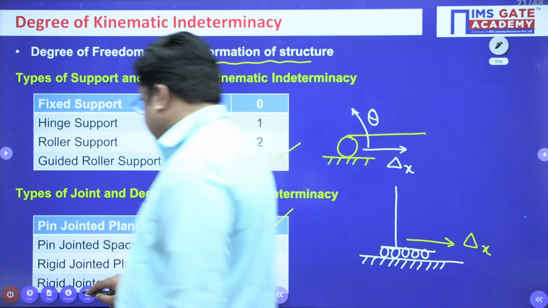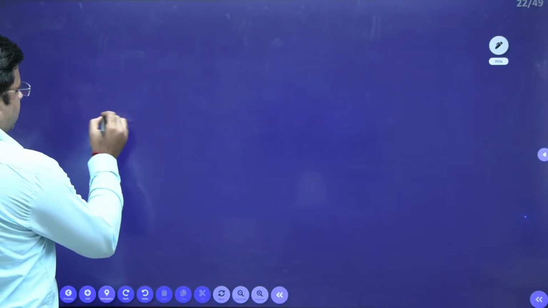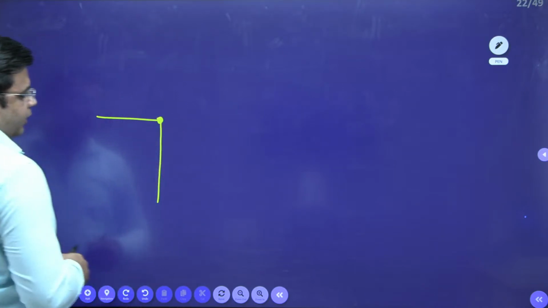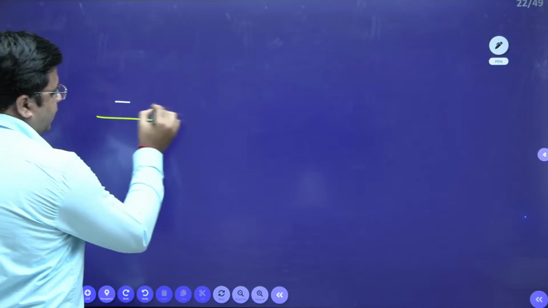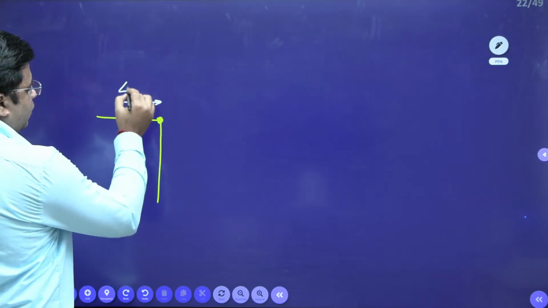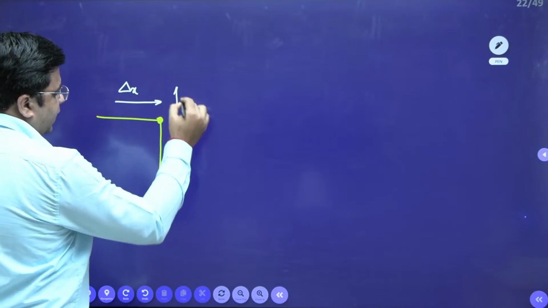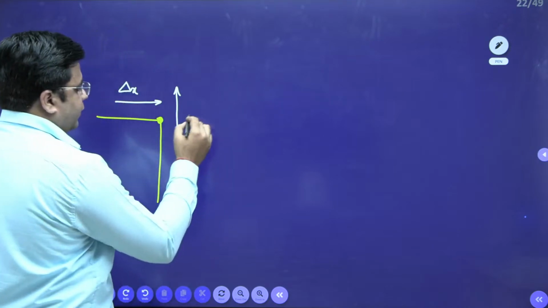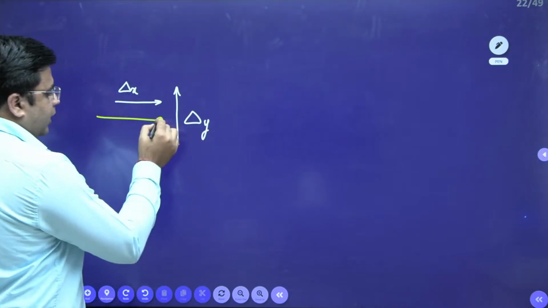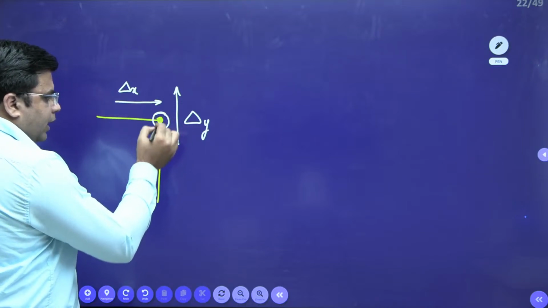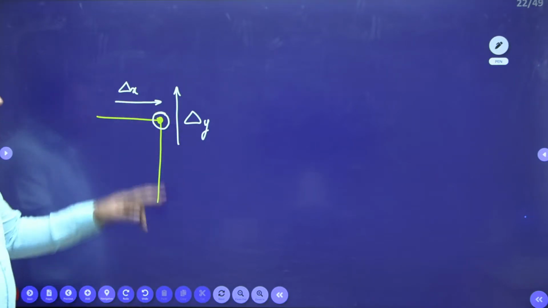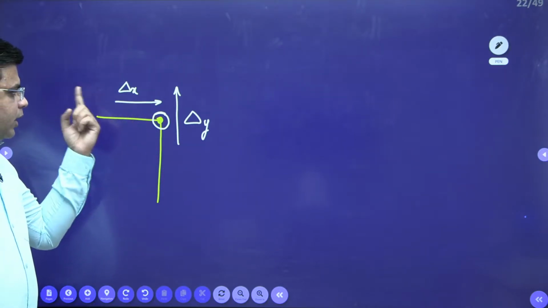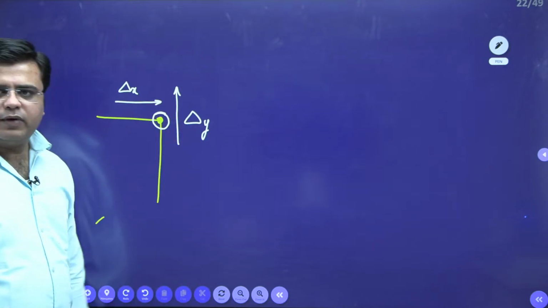Let me just see this. For a pin jointed plane frame, this is my pin jointed plane frame. This pin jointed plane frame can either move in this direction or it can move in the vertical direction. So the degree of freedom for a pin jointed plane frame, and when I am talking about pin jointed plane frame, I am talking about the joint, right? I am talking about this joint, not about the members. It can move in the x direction and or in the y direction.